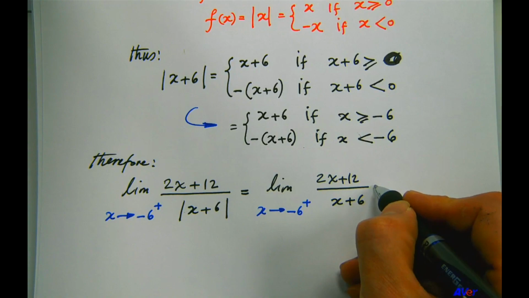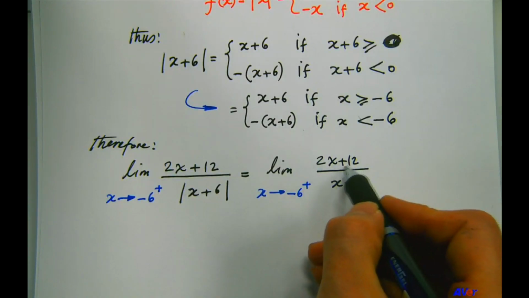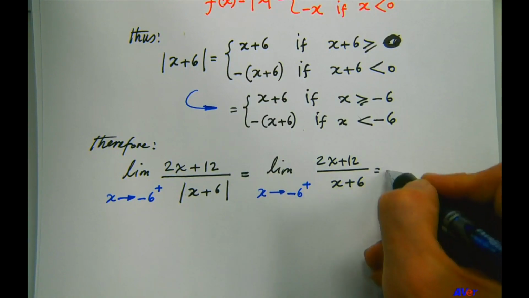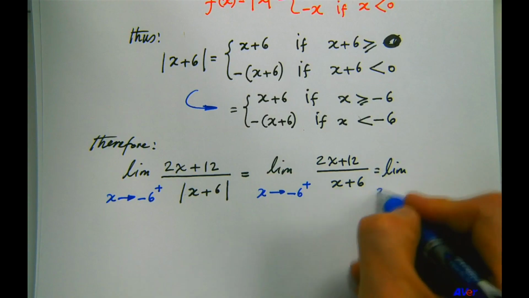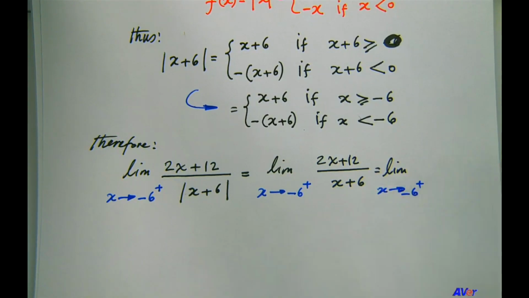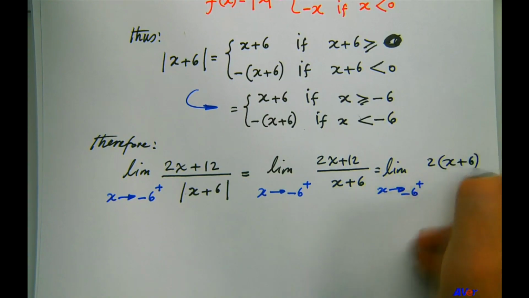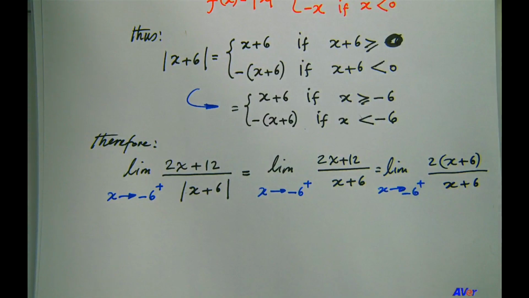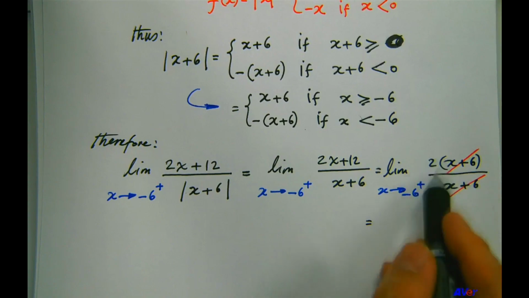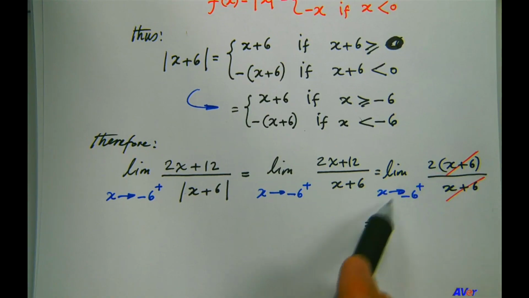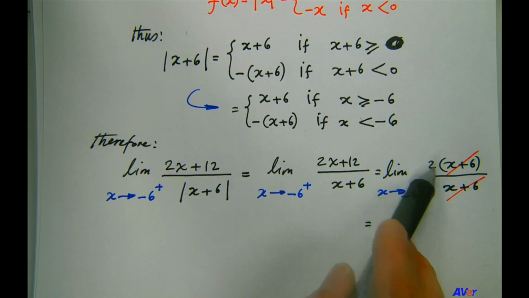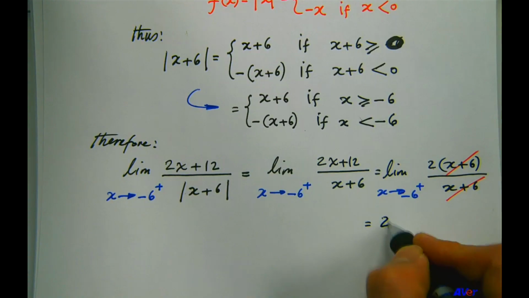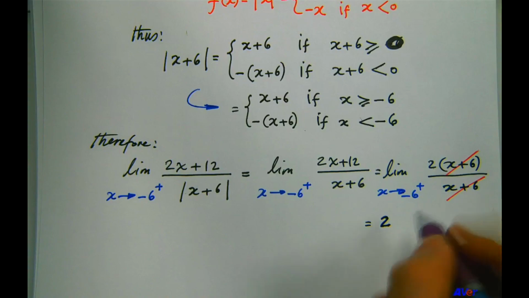Okay, so this is now equal to, let's factor the numerator. What do we end up with? We end up with the limit of 2(x + 6) divided by (x + 6) as x approaches negative 6 from the right. So these two terms cancel out. We end up with simply 2. The limit of a constant as x approaches any value is equal to the constant. That's one of the properties we have. Okay, so this is the limit from the right.